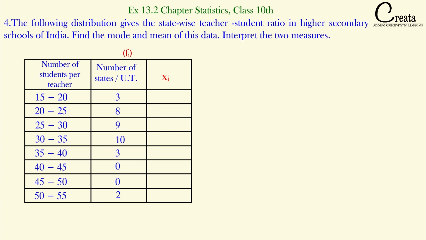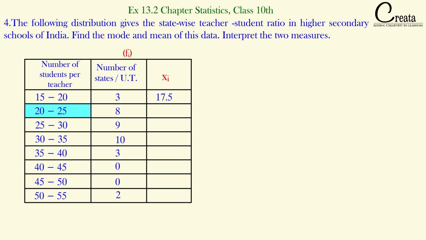And how do we find Xi? Xi is the midpoint of the range. For the first row, 15 to 20, the midpoint will be 17.5. You can use the formula: upper range plus lower range upon 2. 15 plus 20 upon 2 is 17.5. Or you can simply observe the range and locate the midpoint.